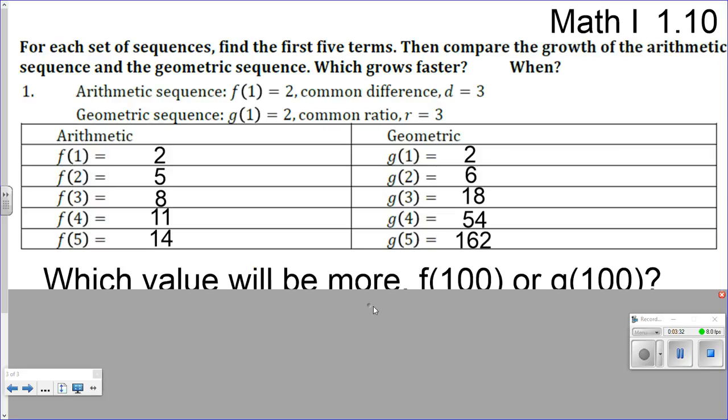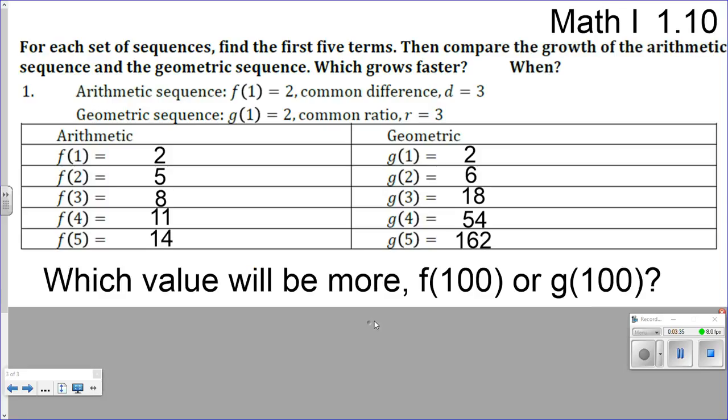All right, so our question to answer: which value will be more, f of 100 or g of 100? And I think that is a pretty obvious answer. We know that g of 100 is going to be rather huge. It will be a ginormous number. f of 100 will be large, but not nearly so large, because we do have that common ratio, which causes the growth to occur very, very quickly and to continue. It's exponential growth is what we call it, and it is just incredibly fast growth when we're talking about a geometric sequence versus an arithmetic sequence.